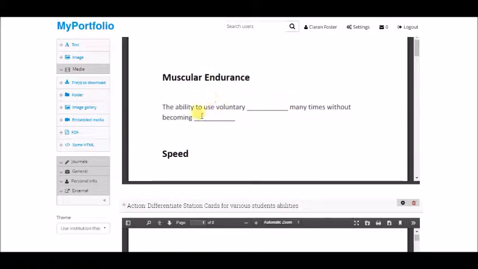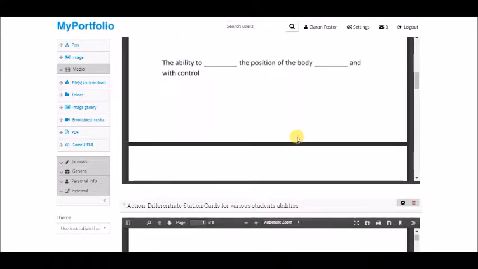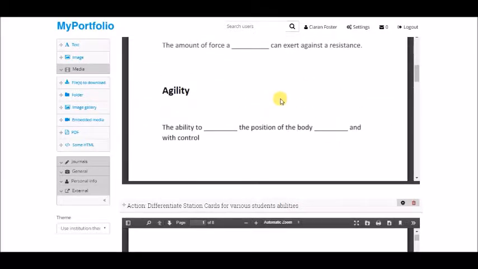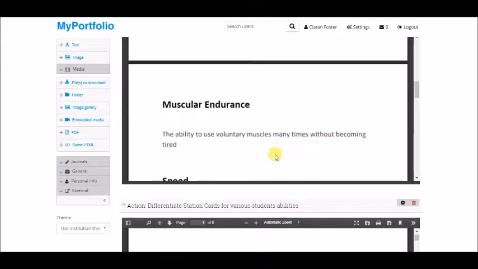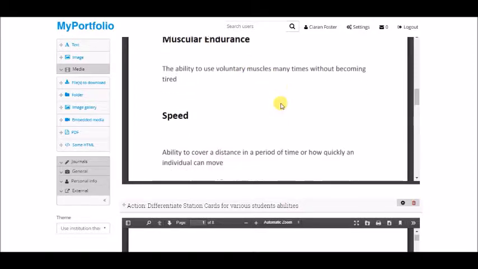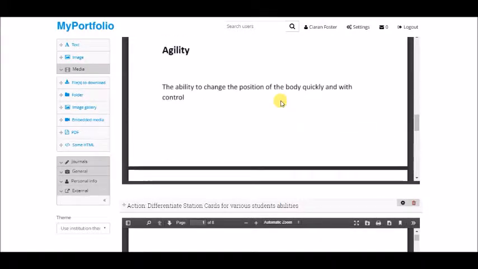So muscular endurance would be the ability to use voluntary muscles many times without becoming tired. Again, with speed, muscular strength, and agility. So here would be the middle group of how I differentiated. That's my higher ends, this one just here. So it would be my middle group. So I ensured it was just a mix and match task of 4 different new terms to them. However, I didn't miss out any of the key words to ensure they were able to access the same information and achieve the learning outcomes.